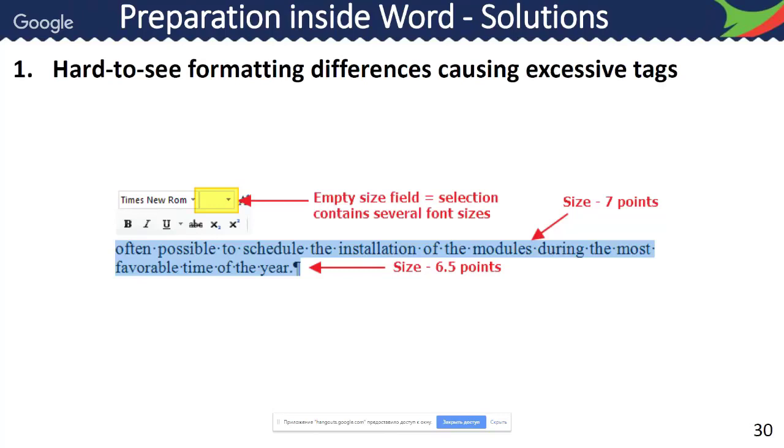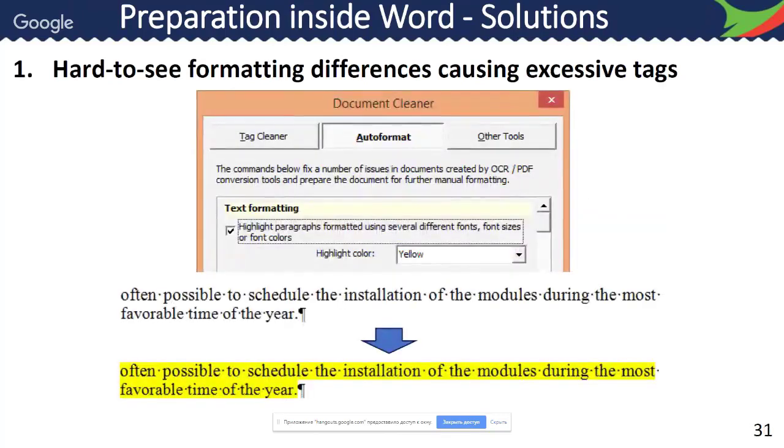A different font size is also evident from the empty font size field on Word's formatting toolbar when the entire paragraph is selected. Tag Cleaner can also resolve this issue automatically if configured correctly. However, I recommend using a special action of the Auto Format command in Document Cleaner. The action is called Highlight Paragraphs Formatted Using Different Fonts, Font Sizes, or Font Colors. This action applies color highlighting to all paragraphs which have this issue, so you can decide what to do and correct the problems manually.